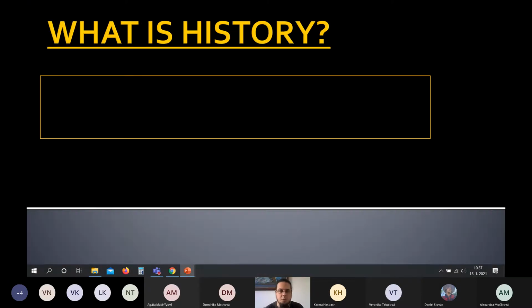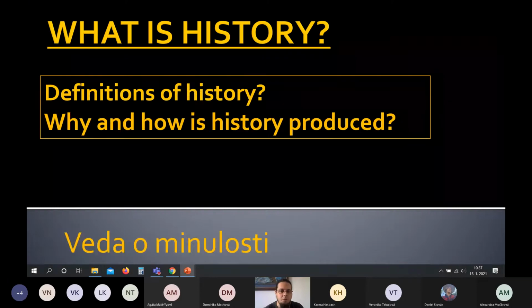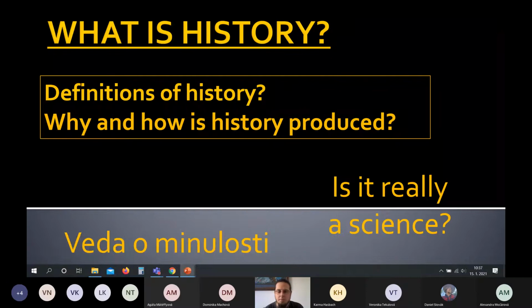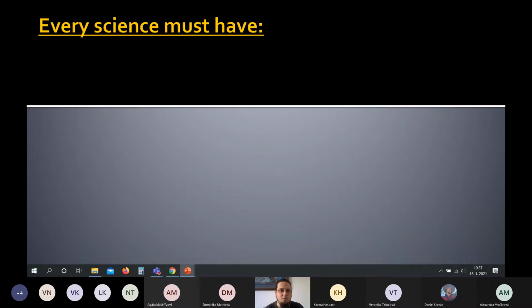Of course, these are from the book, studying materials. You know, the definitions, we passed through all of them, so I don't think we have to repeat them. So it's science about the past. And actually in English, we still call it the study of the past, because in Slovak we can discuss whether it is science or not.